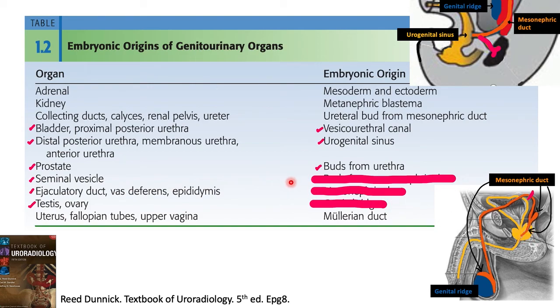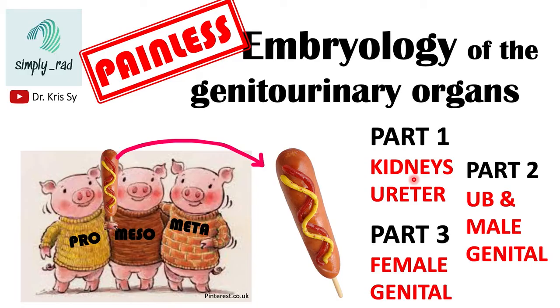What about the seminal vesicle? Buds coming from the mesonephric duct. Ejaculatory duct, vas deferens, and epididymis come from this orange structure, the mesonephric duct. The testis, as well as the ovary, would come from this blue structure here called the genital ridge.